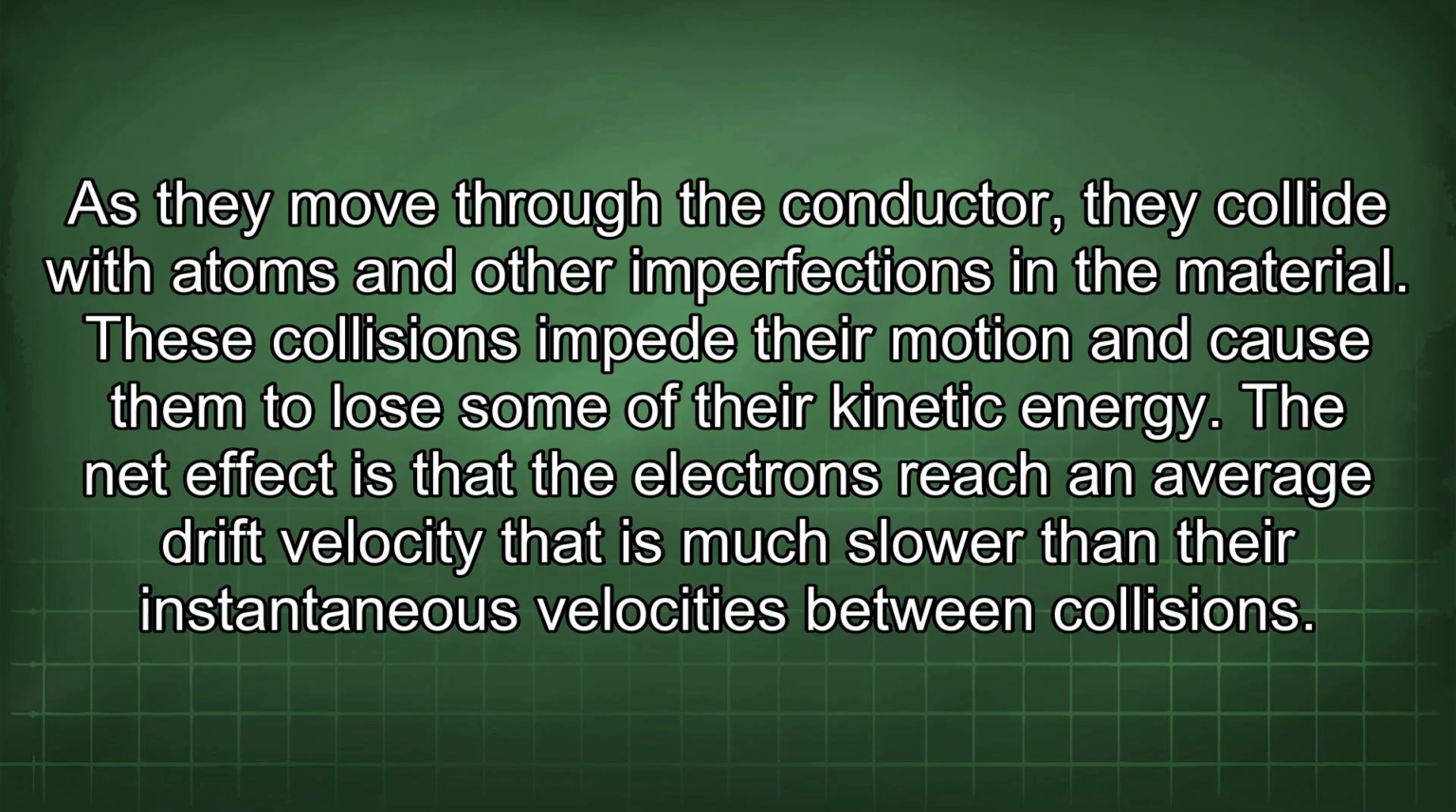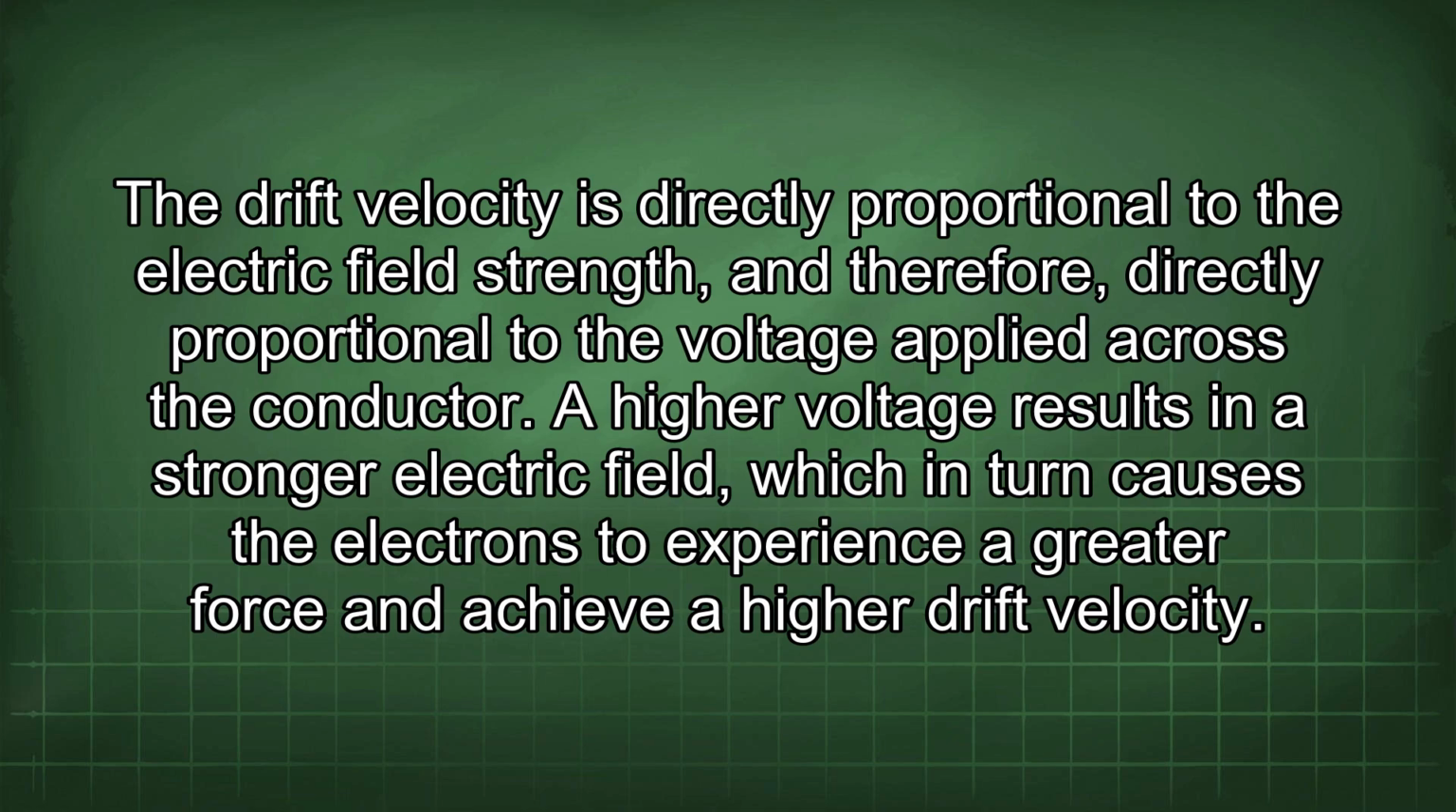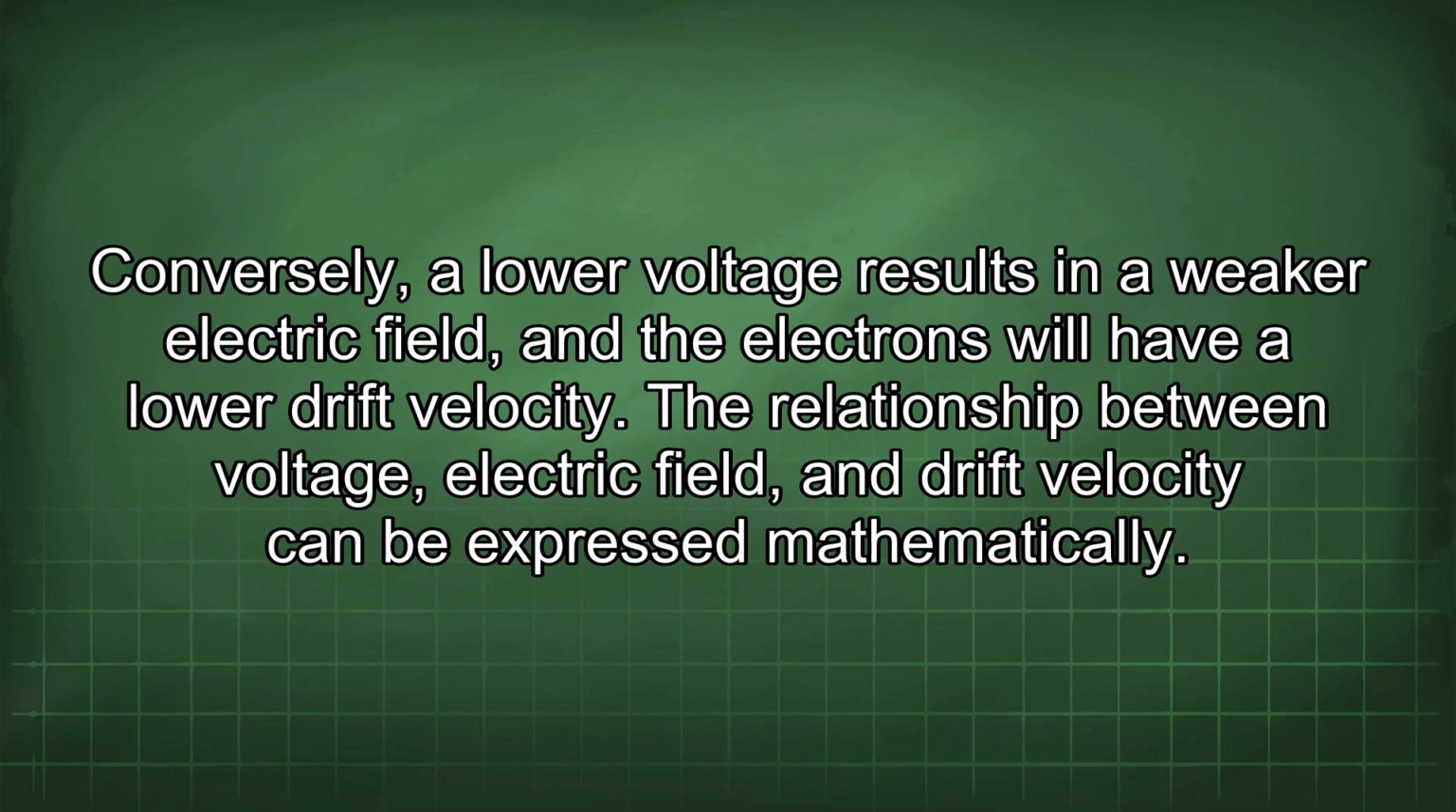between collisions. The drift velocity is directly proportional to the electric field strength, and therefore directly proportional to the voltage applied across the conductor. A higher voltage results in a stronger electric field, which in turn causes the electrons to experience a greater force and achieve a higher drift velocity. Conversely, a lower voltage results in a weaker electric field, and the electrons will have a low drift velocity.